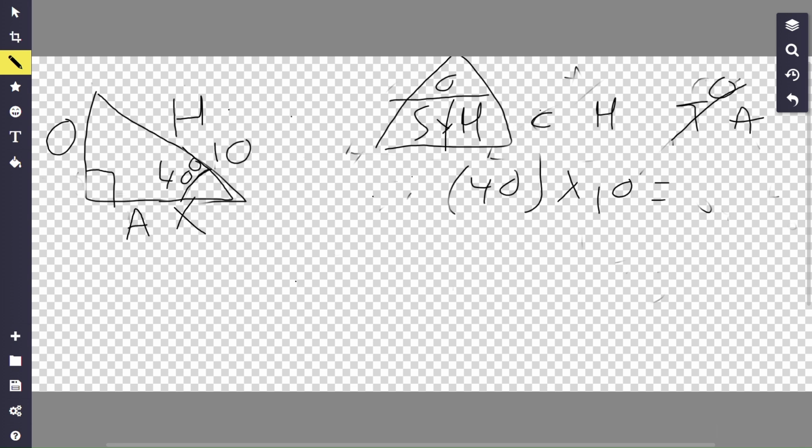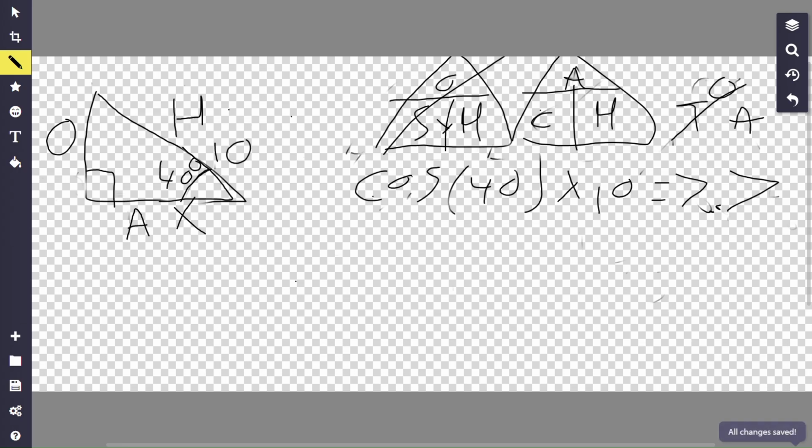We've got C and A, and this is what we use now. Cross out both sides because there's no need for the O. We need an A, and there's no A in SOH, and we have an H, and there's no H in TOA. So we're using CAH because it's just process of elimination out of three formulas. So cos 40 times 10 is 7.62. Round it up, 7.7. And that's A or X.